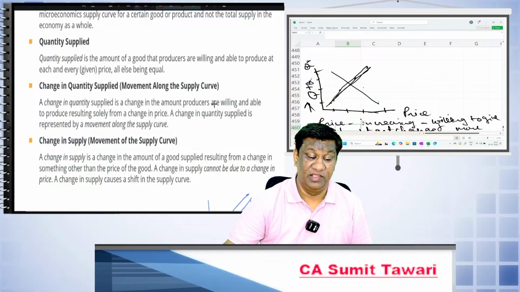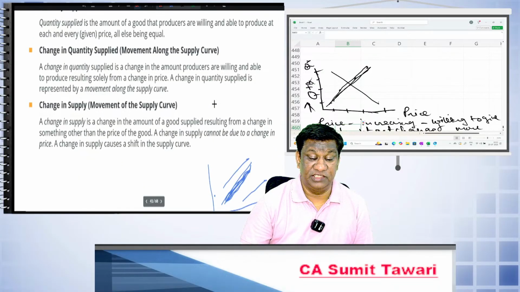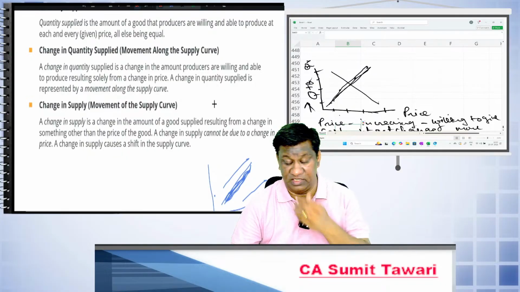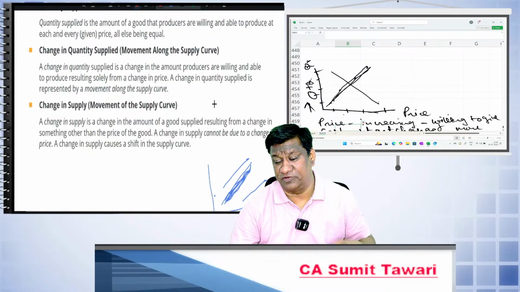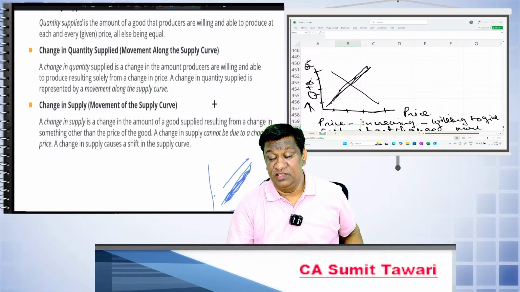There is no shifting. But a change in supply is a change in the amount of goods supplied resulting from a change in something other than price. For example, if there is a ban on a particular product, or a health issue, demand decreases, and because of that the supply also decreases. Meaning at a particular price, the quantity supplied decreases.